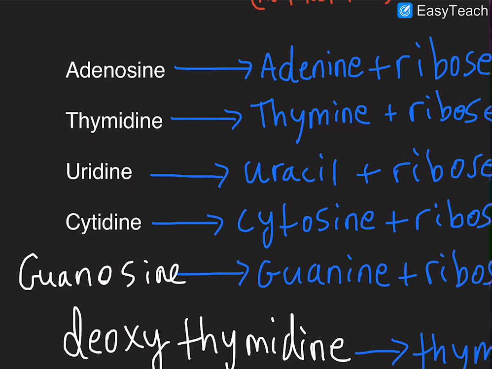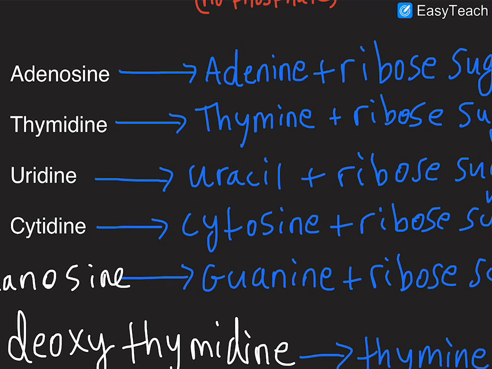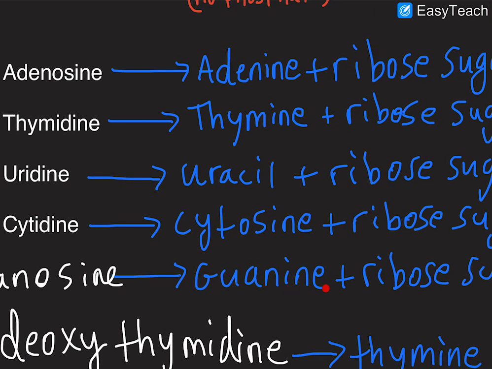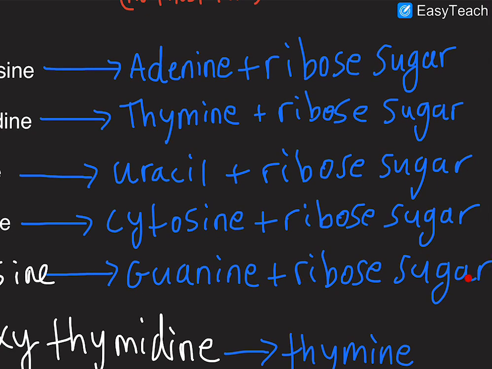Again, to make this even more ingrained in our minds, guanosine is a nucleoside. Why? Because it's made up of a guanine nitrogenous base and a ribose sugar, which makes up a nucleoside.